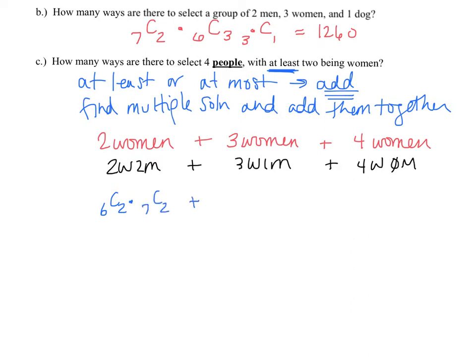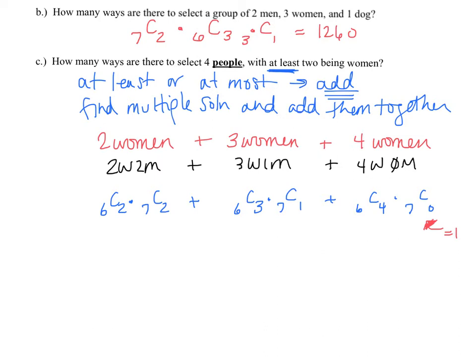My next scenario is 6 choose 3, together with 7 choose 1. And my last scenario is 6 choose 4, together with 7 choose 0. Now technically 7 choose 0 is just equal to 1, so it's not even really necessary to write. It doesn't change the product. However, it is helpful to write so that we remember to consider it.